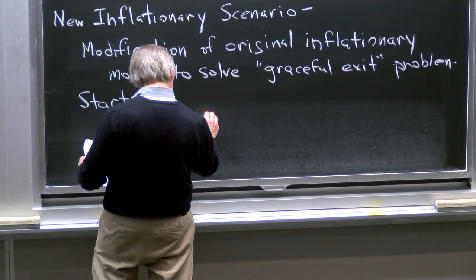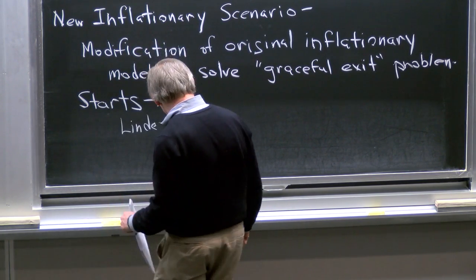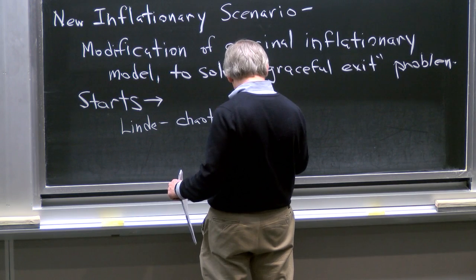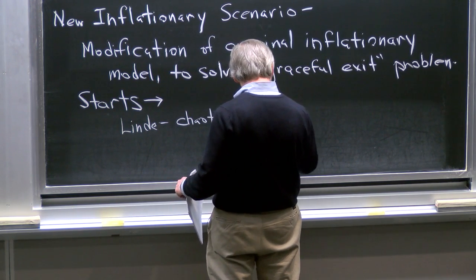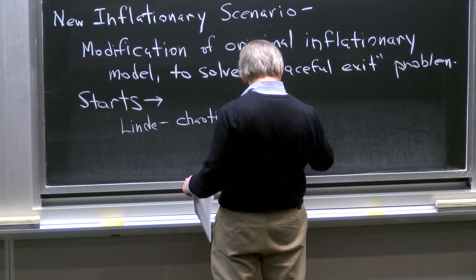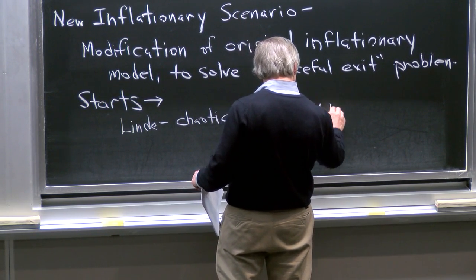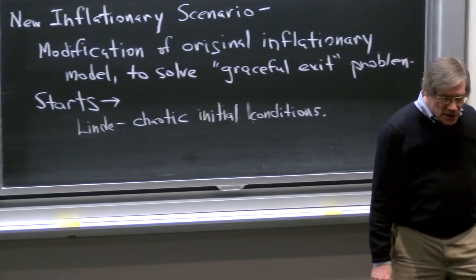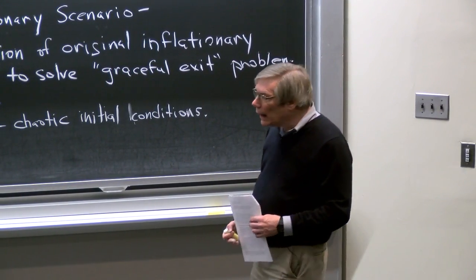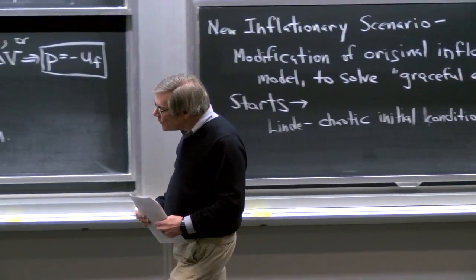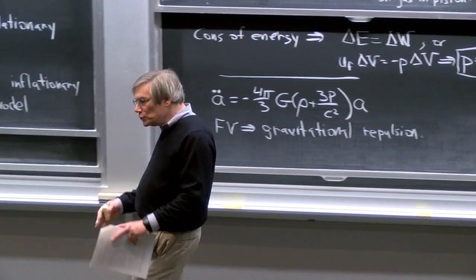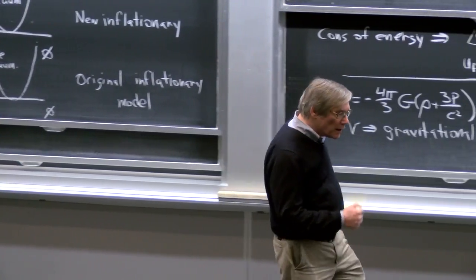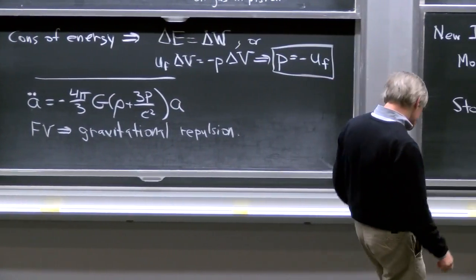One idea, which I think sounds very reasonable, is due to Andrei Linde. It's a vague idea, so it really needs to be more precise before it can really be considered a theory. But this is just the idea that the universe started out with some kind of chaotic random initial conditions. And then the hope is simply that inflation will start somewhere, that somewhere in the initial chaotic distribution, there'll be a place where the scalar field will have the right properties, the right configuration to initiate inflation.